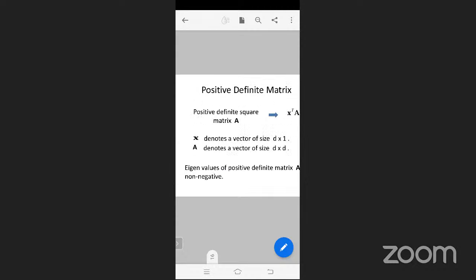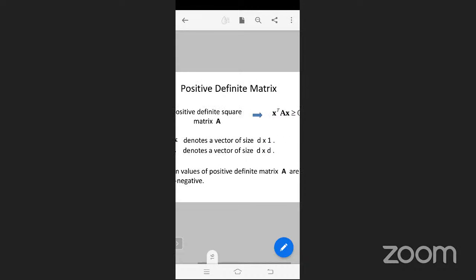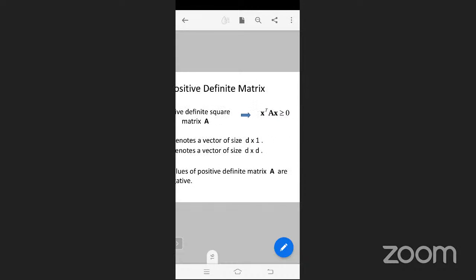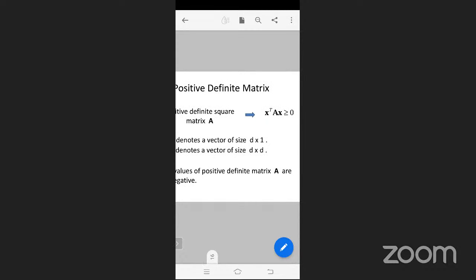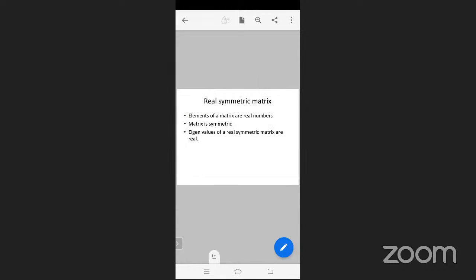Which means that x transpose Ax, where x is a vector and A is a matrix, and for all possible vectors, if x transpose Ax is greater than or equal to 0, we say A is a positive definite matrix. There's also something called a real symmetric matrix. Anyways, these things are not very important.